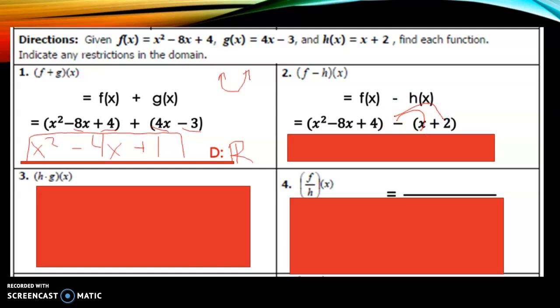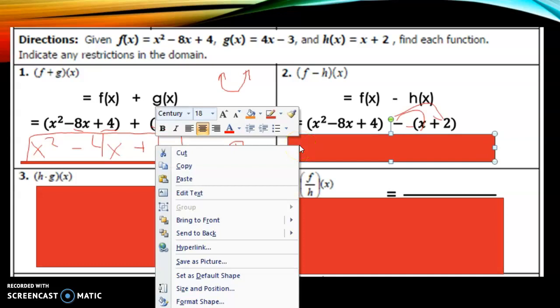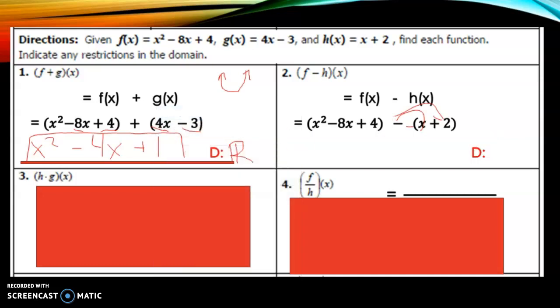There are two things, a binomial. H of x is a binomial, it has two things. We have to distribute that. So really this is a negative x and a negative 2 in all reality. That's going to be important for whenever we go ahead and simplify.